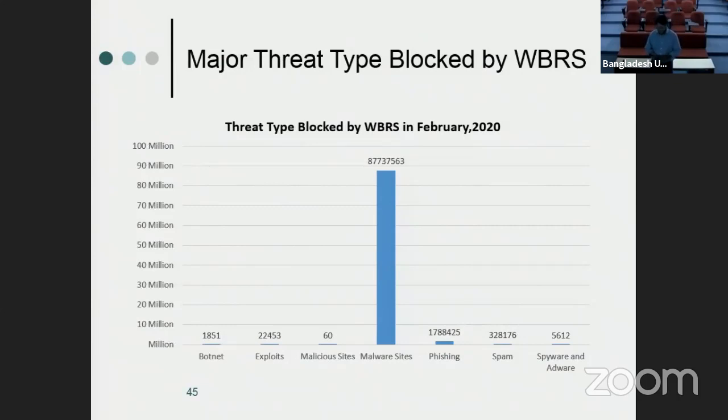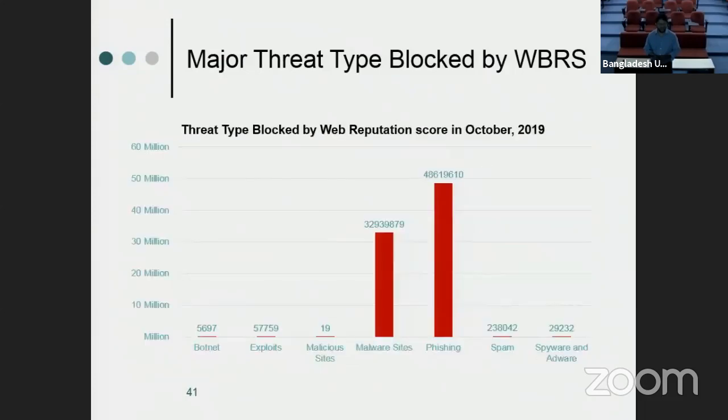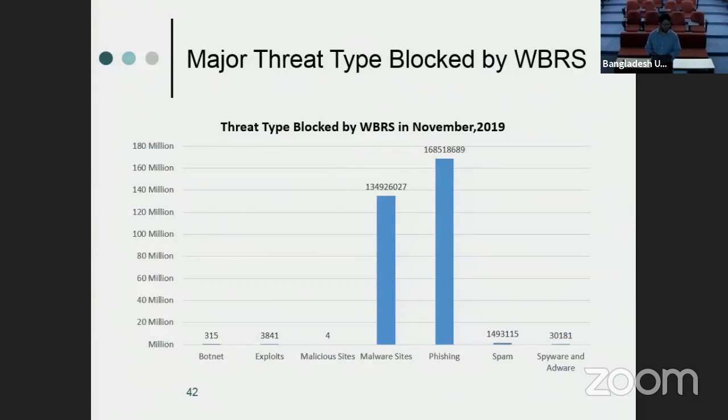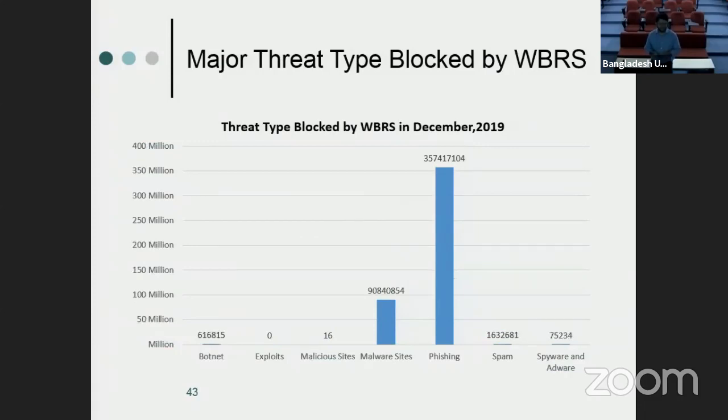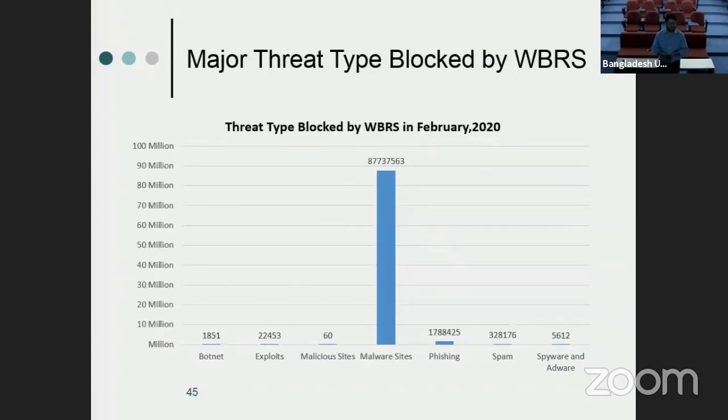I also want you to look a little bit at the left side, which is called Botnet, because that is what our project is related to. In October, we detected 5,600 botnets. Then it was even lower in November, at 315. Then in December it went up, because we had a lot of data, to over 600,000. Then it reduced again to 490,000. Then again we have a very small amount in February, which is only 1,800.